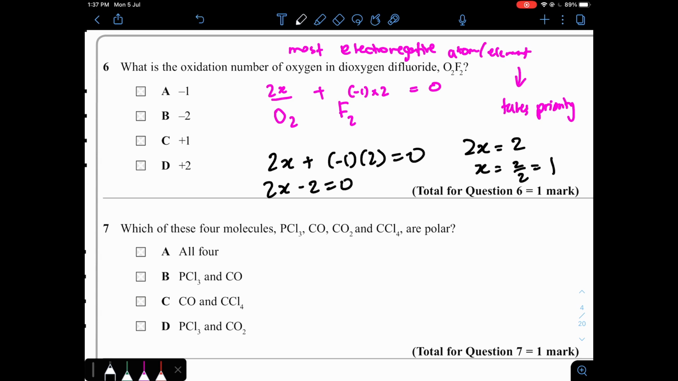So the oxidation number of oxygen in dioxygen difluoride is +1. So that means our answer is C.